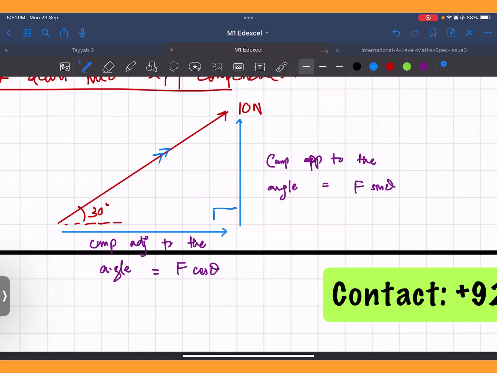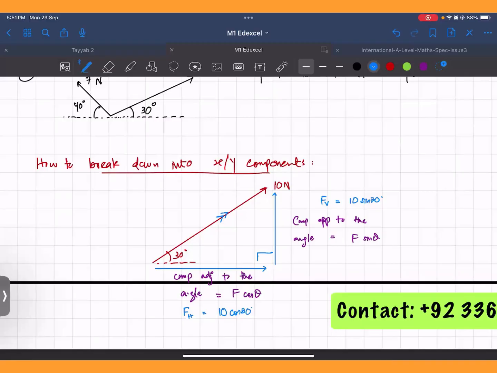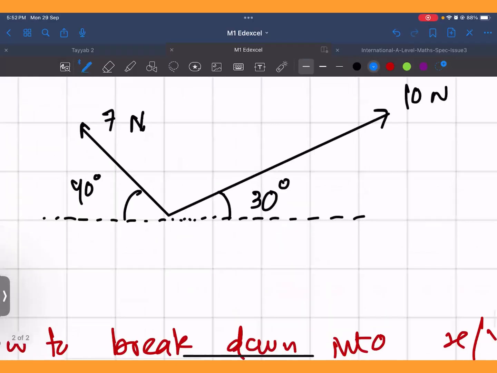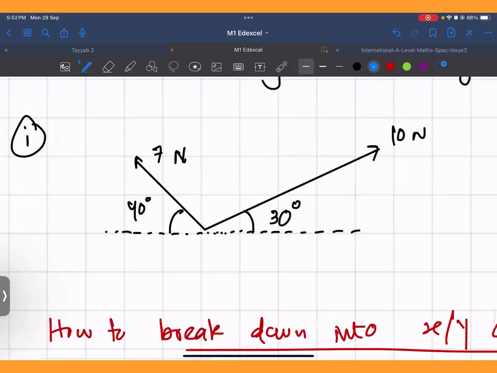So this means that the vertical force over here in this case, FV, is 10 sine 30. And FH, the horizontal component, will be 10 cos 30. Then you can use your calculator. This is how you will break down. Whatever the diagram is that you have, you will make the vector diagram. You will break down all of the forces into their vertical and horizontal components if they are not already vertical and horizontal. If the force is already vertical or horizontal, you don't need to break it down.